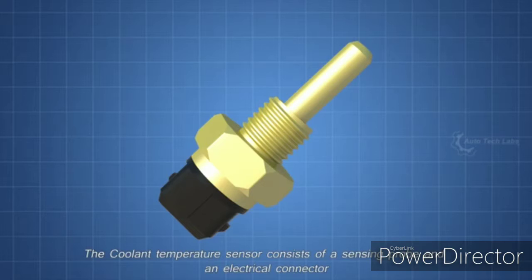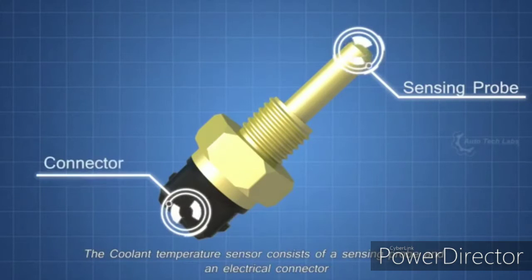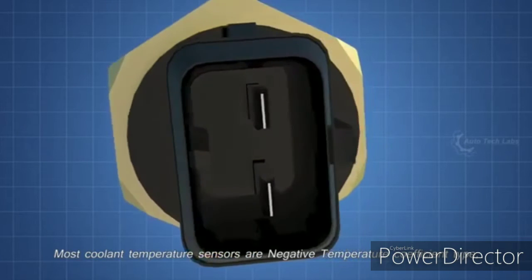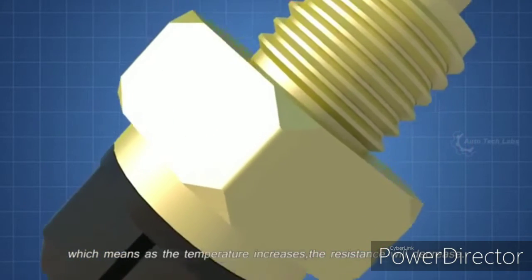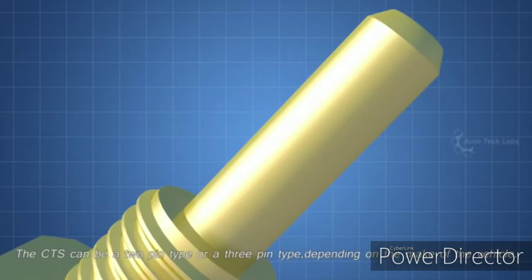The coolant temperature sensor consists of a sensing probe and an electrical connector. Most coolant temperature sensors are negative temperature coefficient type, which means as the temperature increases, the resistance will decrease. The CTS can be a 2-pin type, or a 3-pin type, depending on the make of the vehicle. These are the main parts involved in an engine cooling system.